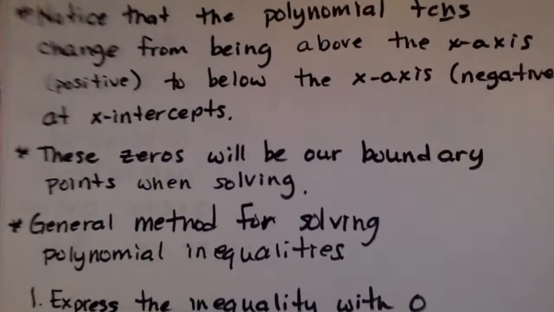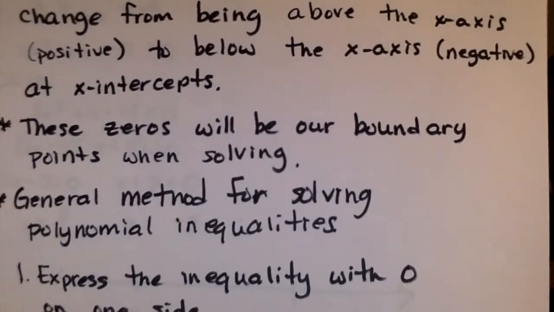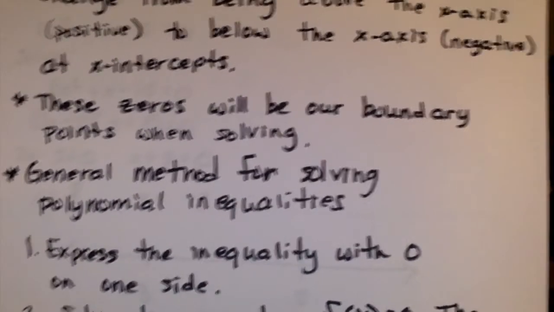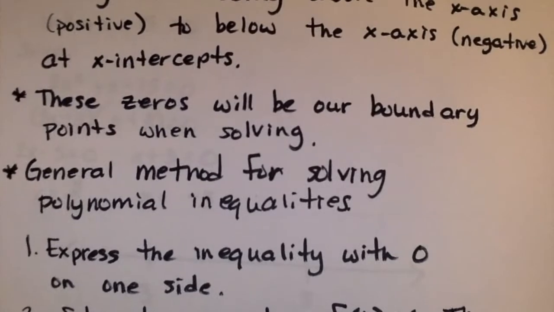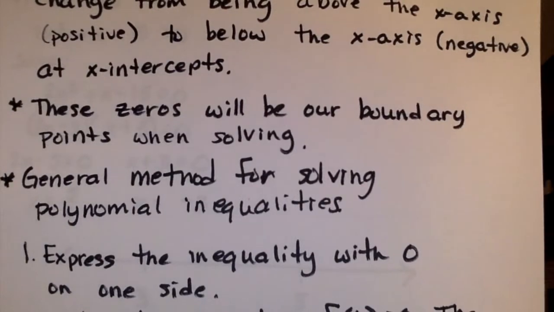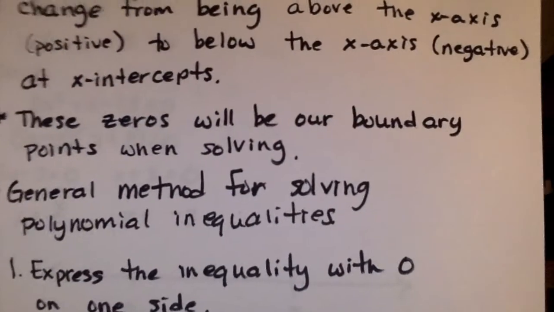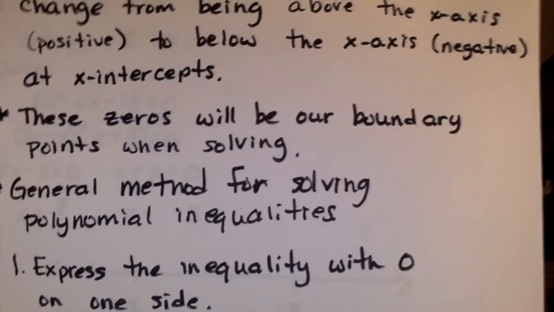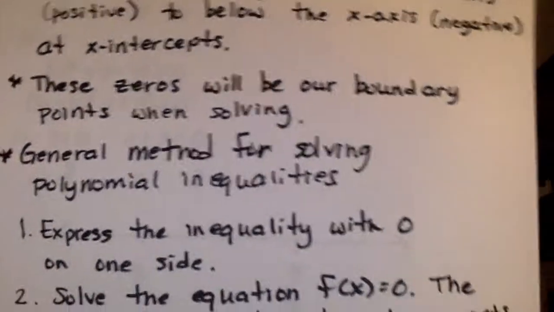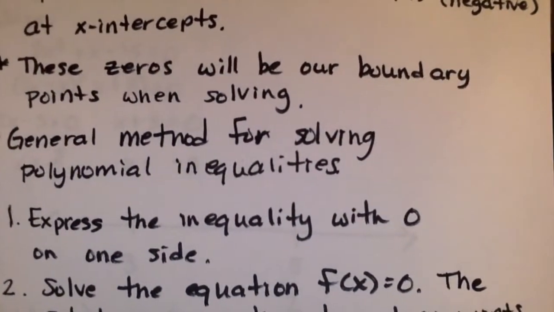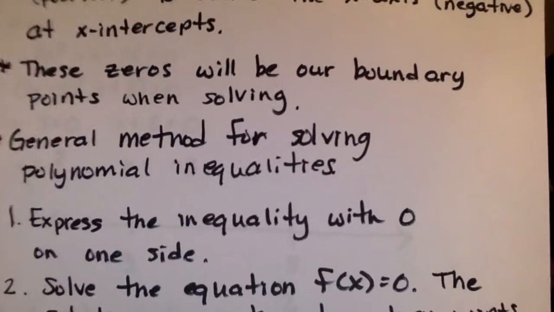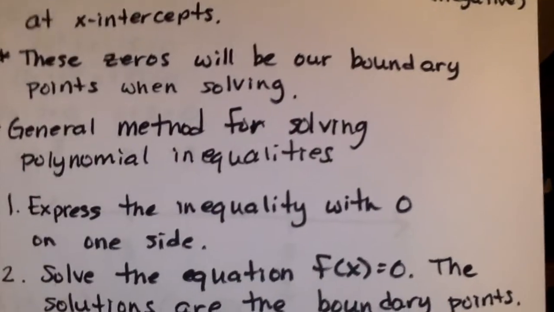The zeros, because that's what x-intercepts are, are going to be what we call our boundary points when we're solving these inequalities. So here's the general method for solving polynomial inequalities. Step number 1, express the inequality with 0 on one side, meaning that we have to have everything on one side, and on the other side we have just a 0. We can't have any other numbers or terms. Then we're going to solve the equation f of x equals 0. So again, thinking about finding zeros, the solutions are going to be our boundary points.